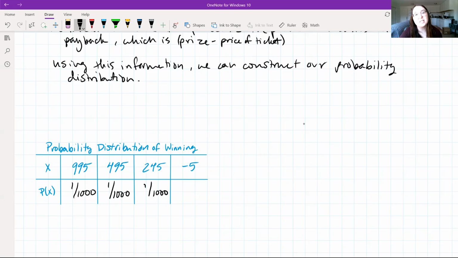If any of these prizes had multiples, then these values would be different. Like if there were 2 $250 prizes, that would end up being 2 divided by 1,000. But since there's only one of each, they're each just 1 divided by 1,000. And we know that when we add up the probabilities in our probability distribution, we should end up getting the value of 1.